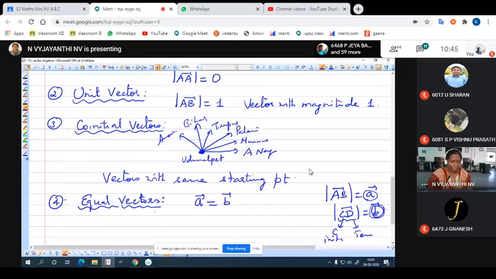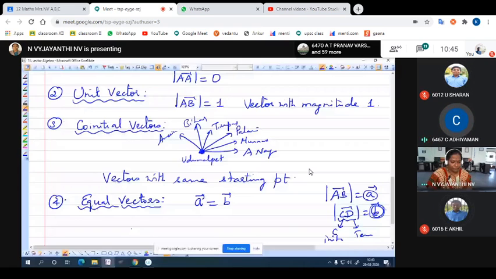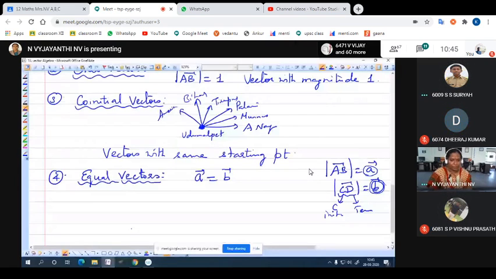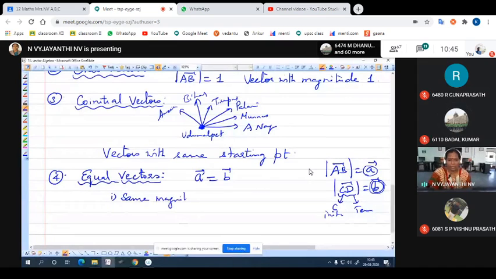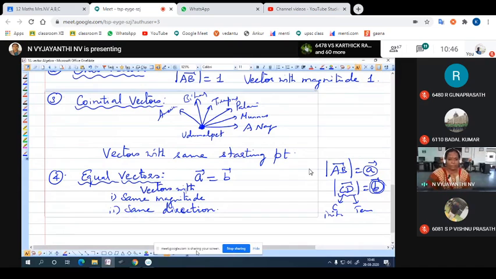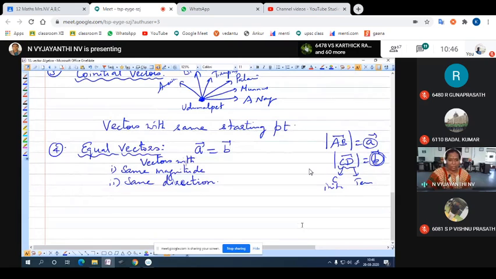What must be equal? Not the initial and terminal point, but magnitude and direction. Two vectors are equal if they have the same magnitude and the same direction. It doesn't mean that they must be co-initial vectors. They may be parallel vectors also. Vectors with same magnitude and same direction are called equal vectors.